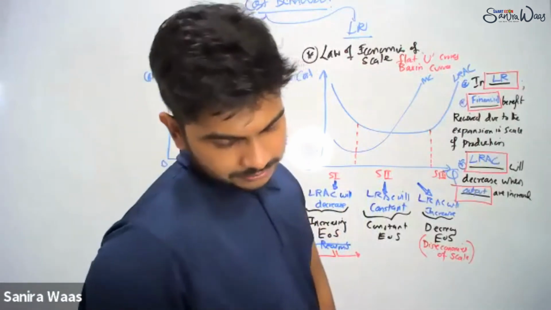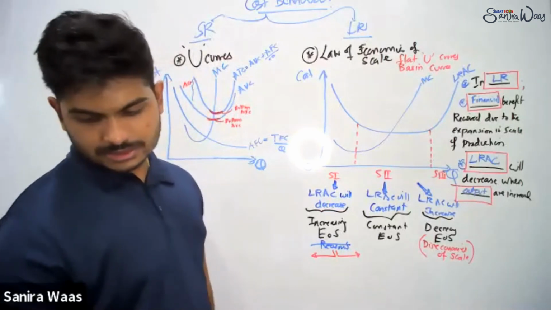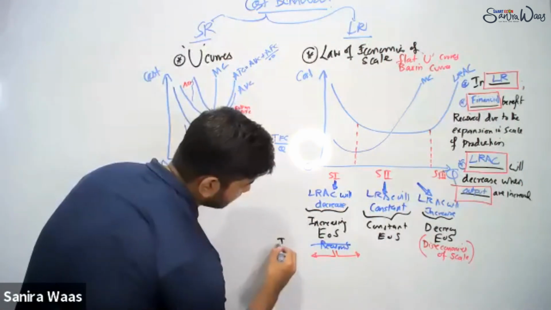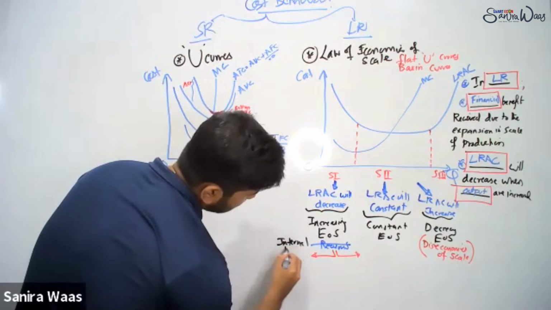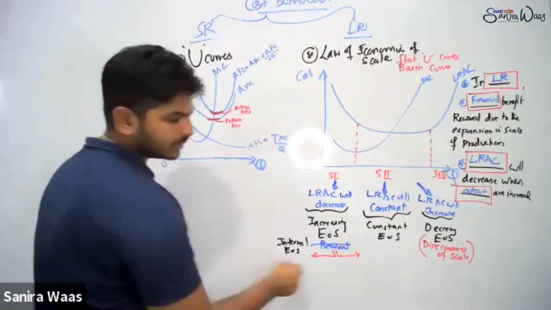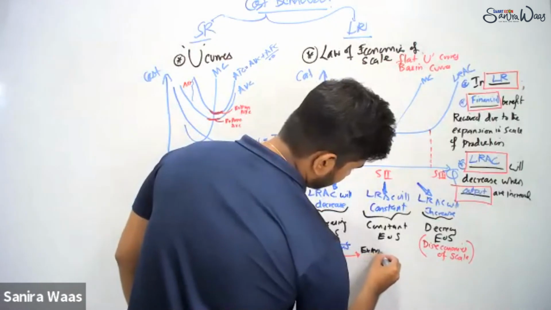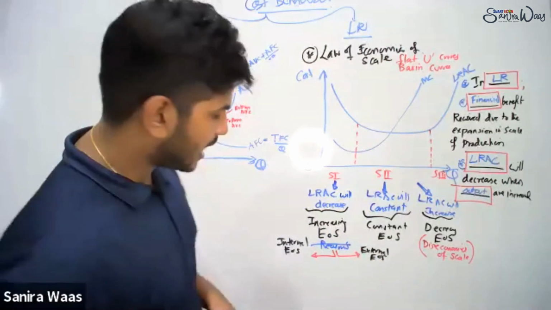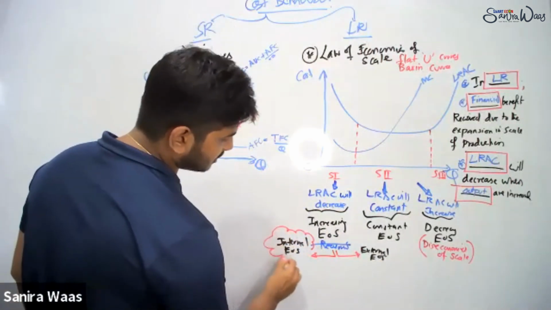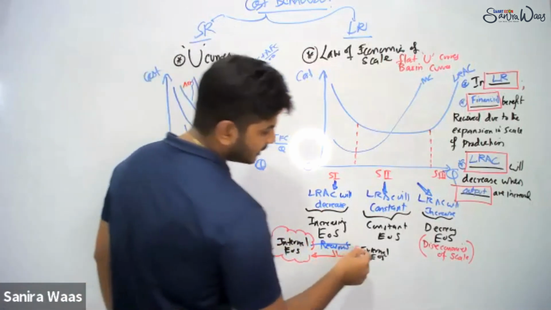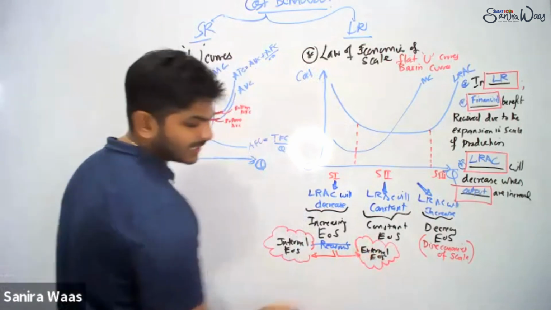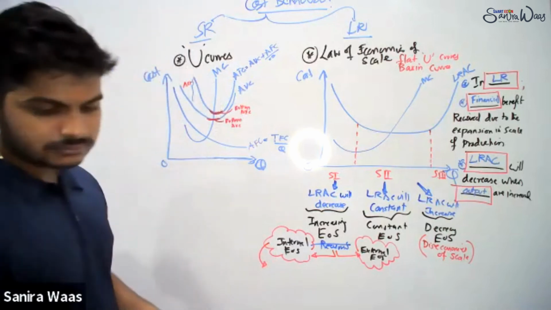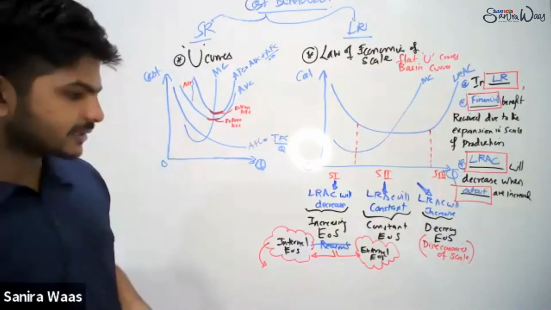Anyone? Yes, Kavindya, good. This is internal economies of scale and external economies of scale. You have learned this, right? We have internal economies of scale, which represent internal factors, and external economies of scale, which represent external factors. Then what are the internal economies of scale we have?